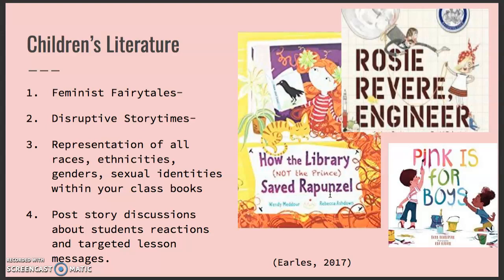Number 4 is post-story discussions about students' reactions and targeted lesson messages. So when I'm selecting one of these books, I have my targeted lesson message in mind that I want to get across, and after, I'm going to curate a discussion that will hit on all of those things. I want to see what the children are resisting from the story. Are they embracing it? Maybe they don't even realize that it's challenging any norms. And then once I realize that, I can see where we need to do the work as a class, as all students and classes will be different depending on where you are and what the context is.